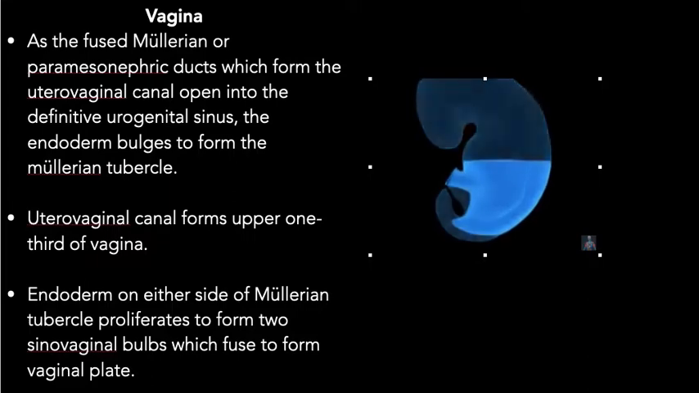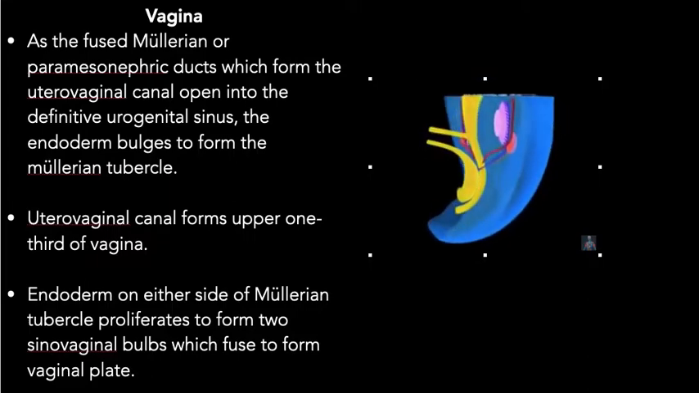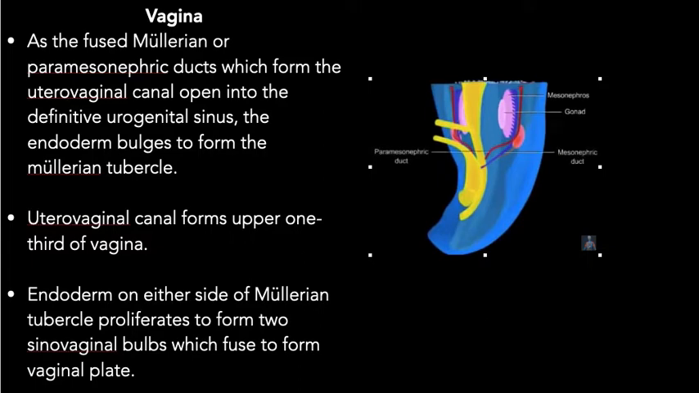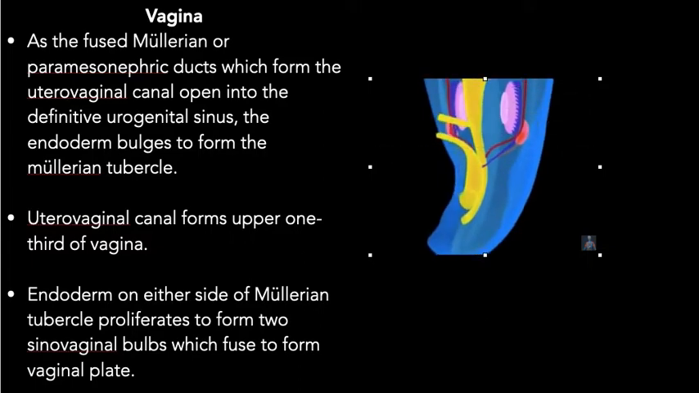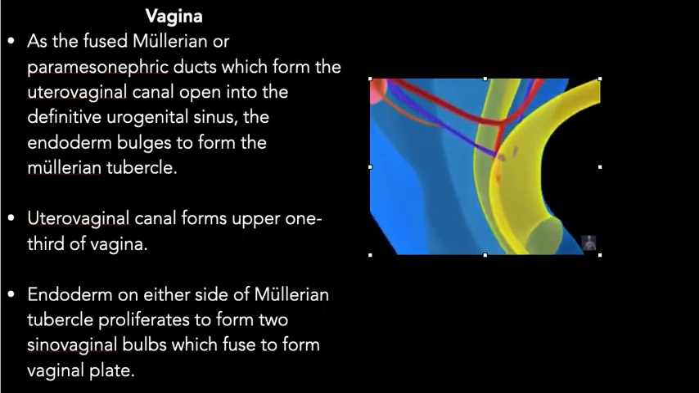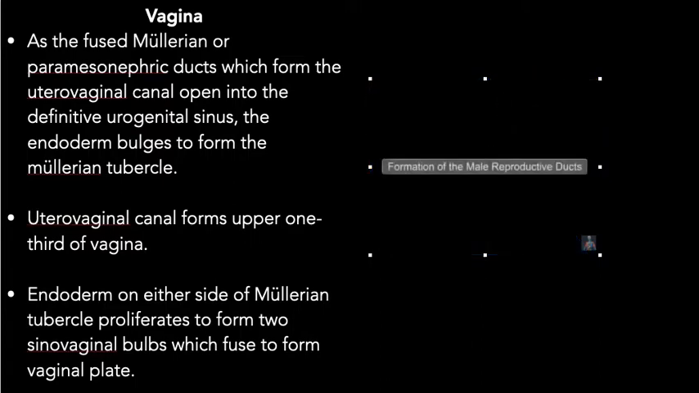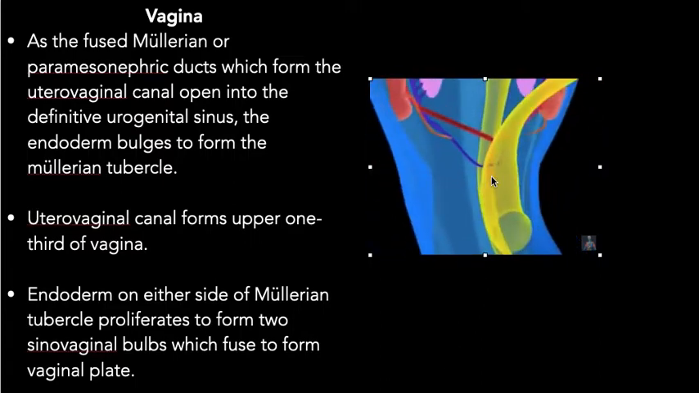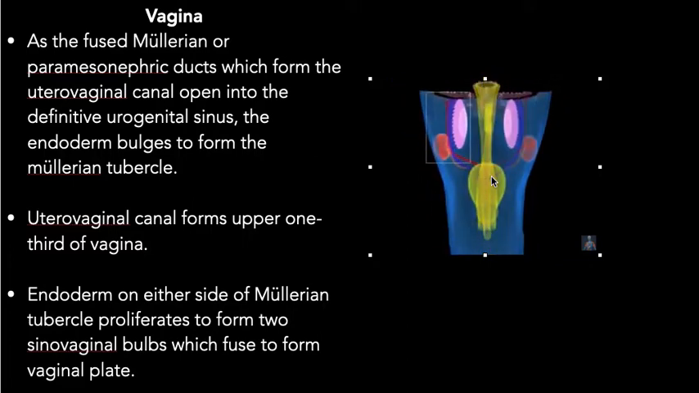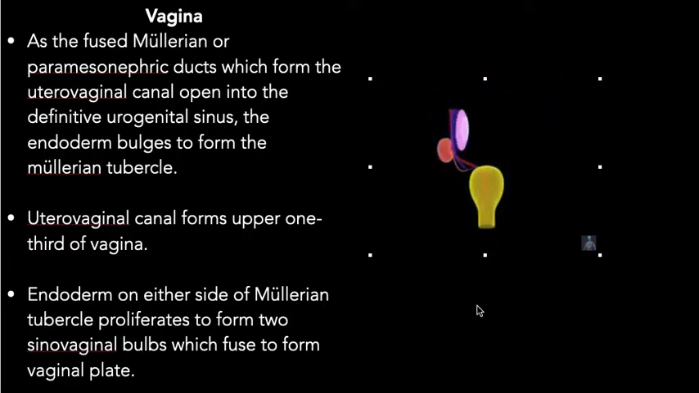You will understand that the upper part is called the uterovaginal canal, which forms the upper one-third of the canal, whereas the lower third comes from the endoderm on either side of the Mullerian tubercle. Okay, so the uterovaginal primordium over here. This talks about the male part. Okay, so the mesonephric duct descending down, the testis descending down.